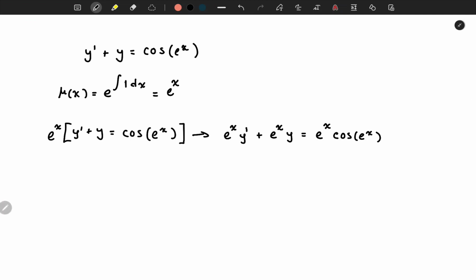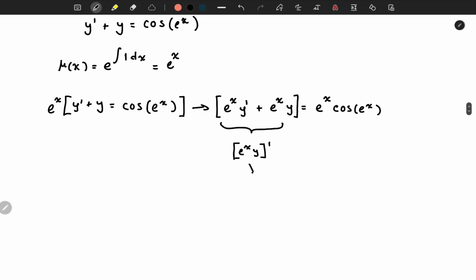Now from this step on, what we want to focus on is this right here. If you haven't noticed already, you can tell that this is equivalent to the product rule, oh sorry, not the dot product, the product rule of e to the x times y. If we differentiate this, what do we get?